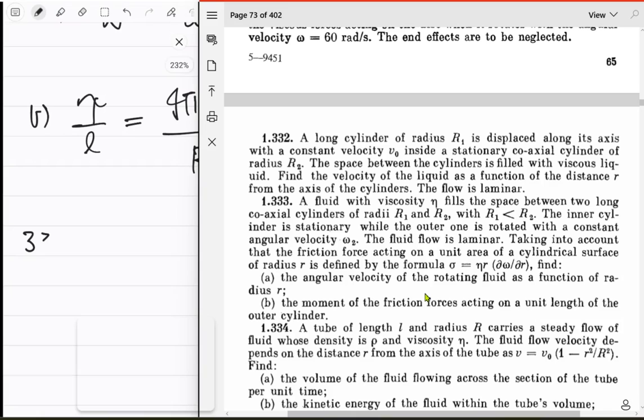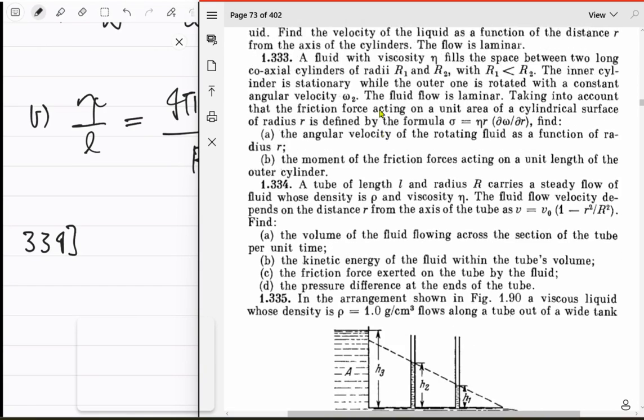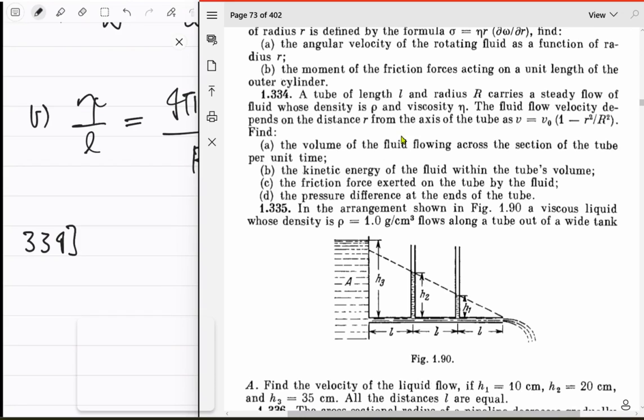334. A tube of length L and radius R carries a steady flow of fluid whose density is rho and viscosity eta. The fluid flow velocity depends on the radius r from the axis of the tube as V is equal to V naught times 1 minus r squared upon R squared. Find the volume of the fluid flowing across the section of the tube per unit time. That is easy to do. And the kinetic energy of the fluid within the tube's volume, that's also easy to do, no big deal.